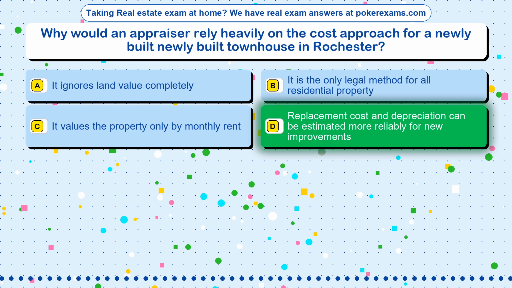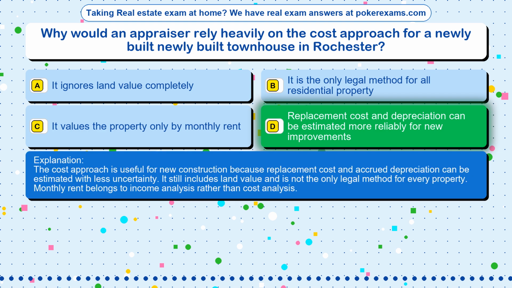The correct answer is option D. Replacement cost and depreciation can be estimated more reliably for new improvements. The cost approach is useful for new construction because replacement cost and accrued depreciation can be estimated with less uncertainty. It still includes land value and is not the only legal method for every property. Monthly rent belongs to income analysis rather than cost analysis.